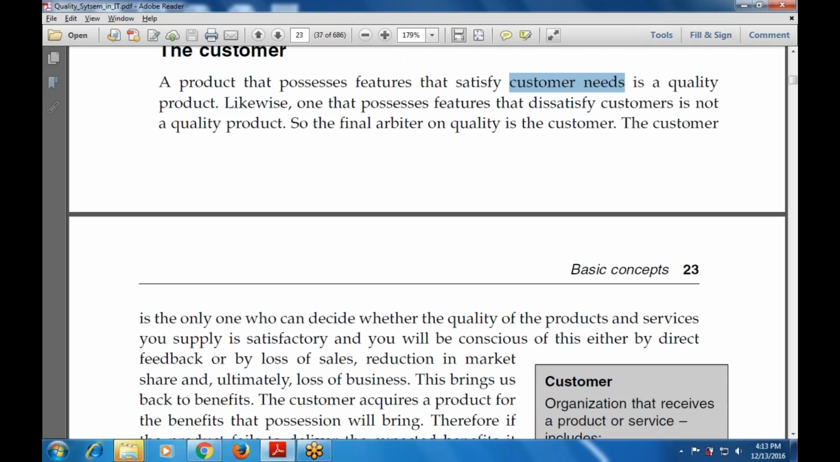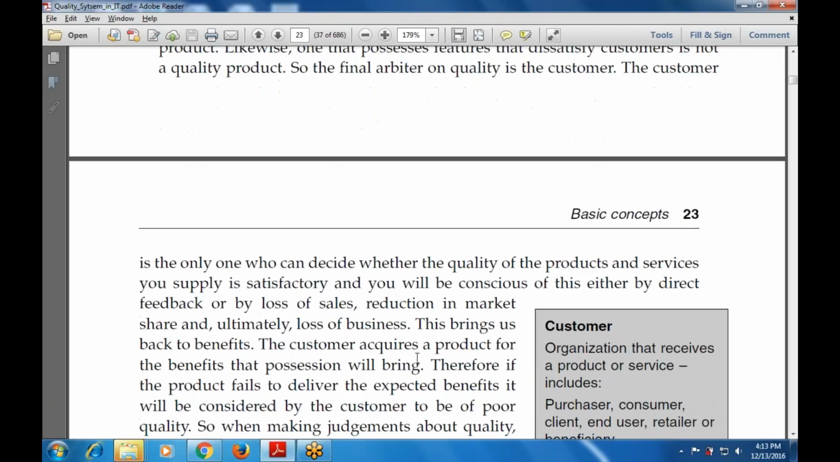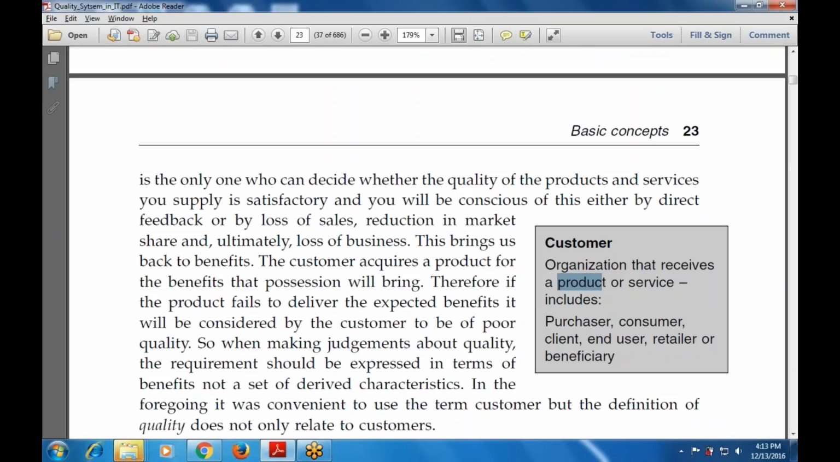the quality of the product or the services you supply is satisfactory. You will be conscious of this either by direct feedback or by loss of sales, reduction in market share, ultimately loss of business. This depends on the customer, the organization that receives a product or service, who may be a purchaser, a consumer, a client, an end user, a retailer, or a beneficiary.